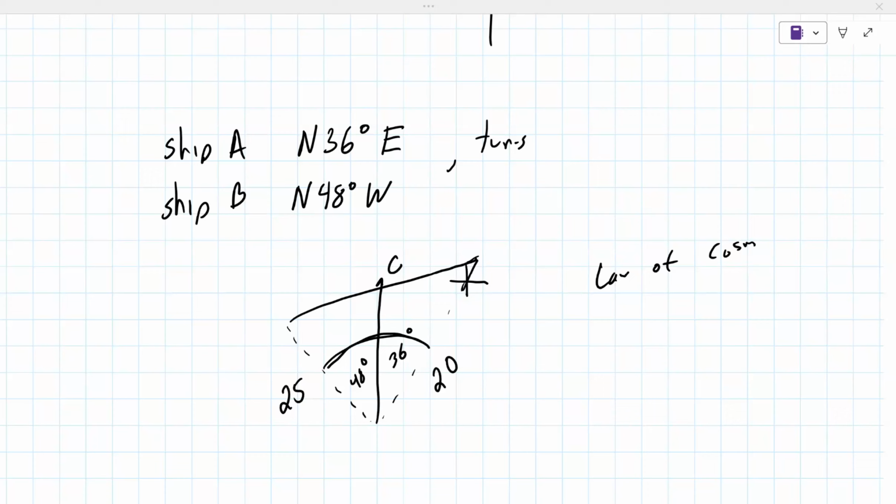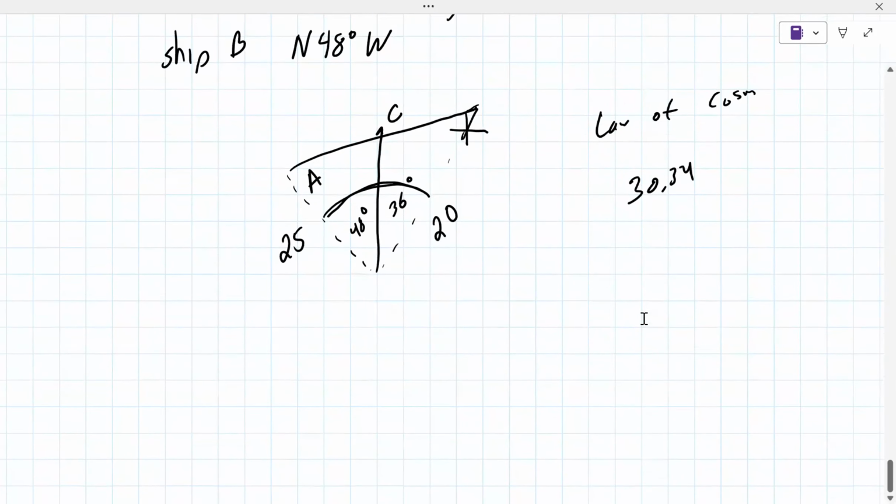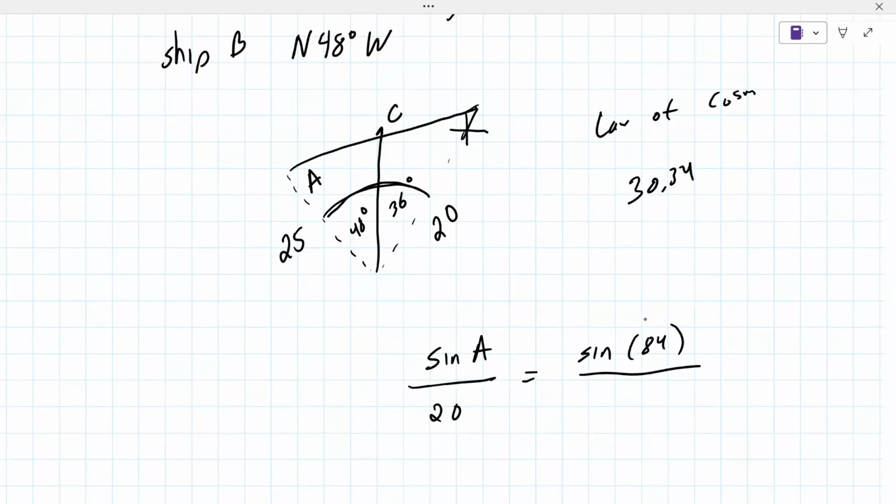30.34. That is correct. Now, if I wanted you to calculate angle A, how would you do that? And would you use law of sines or law of cosines? I would use law of sines. So sine A over 20 equals sine, whatever 48 plus 36 is, I guess that's 84, over 30.34. Could you solve that for A for us, please?